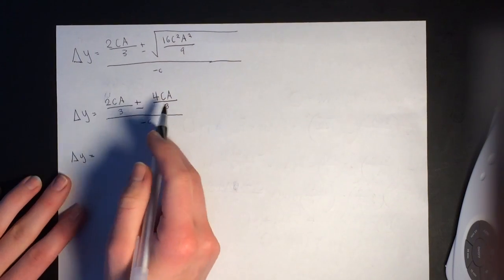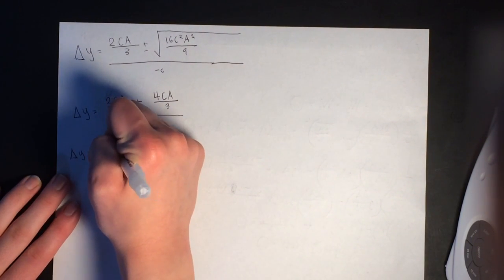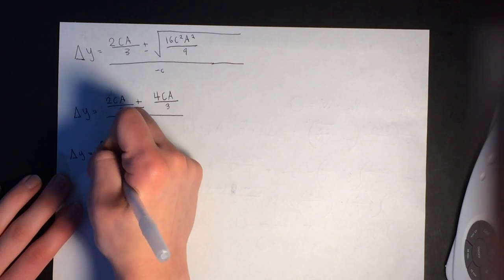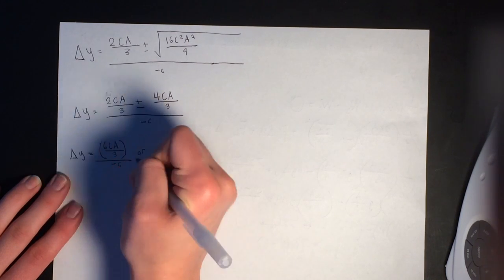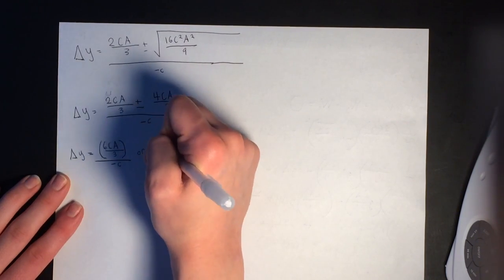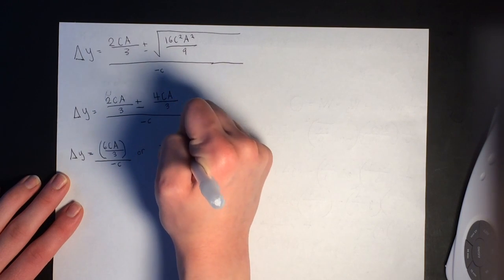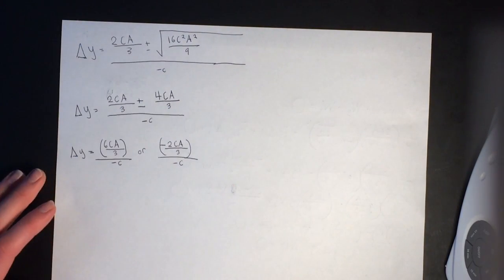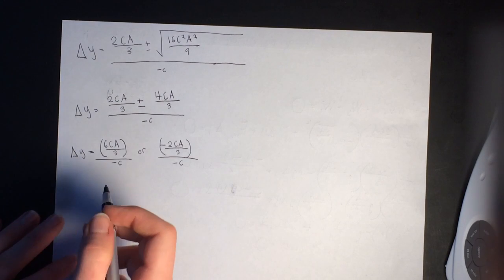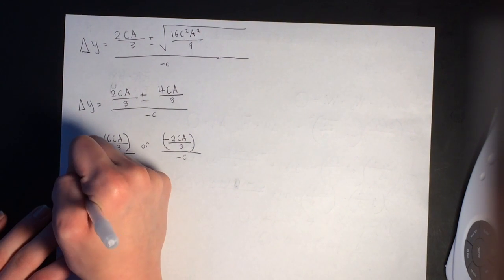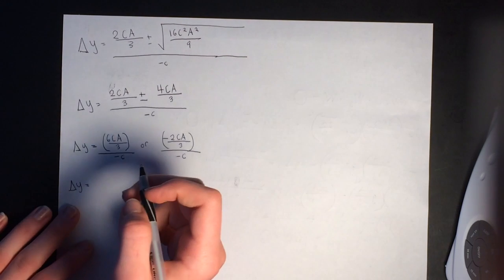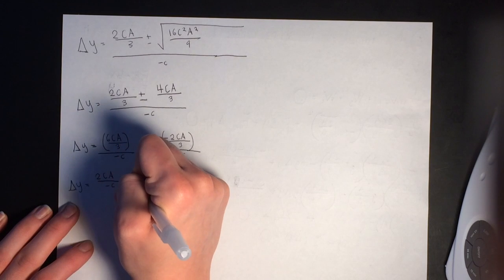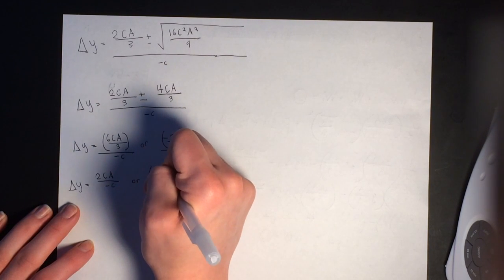Delta y could be equal to, if we add these, we get 6ca over 3 over negative c. Or if we subtract these two, we get negative 2ca over 3 over negative c. The only thing I'm going to do next is simplify the numbers on this one. Since 6 divided by 3 is 2, we can just say 2ca over negative c. And this one will just say the same.